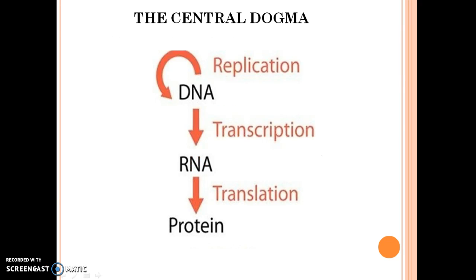So this is the central dogma of molecular biology. It involves three different processes. First one is replication, followed by transcription and translation. So we are going to know what all this is about as we go on. But for the purpose of this presentation and this video, I'll be focusing more on replication.